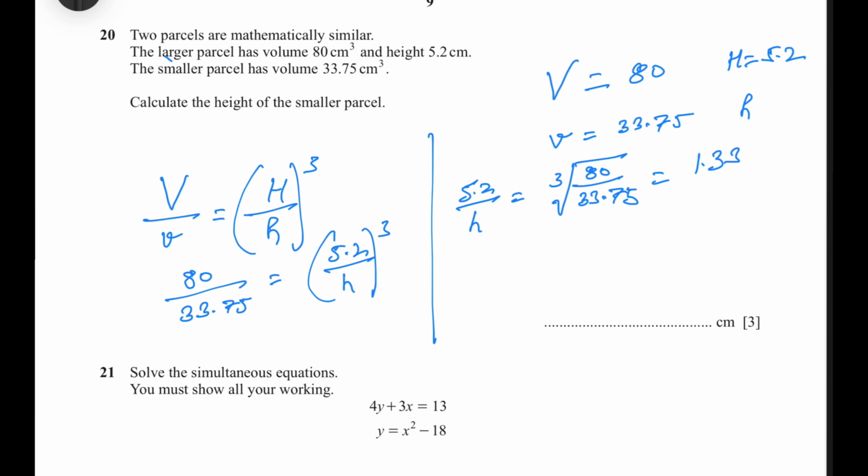So 5.2 by h is 1.33. What will be h? You can write this as 1.33 over 1. When you cross multiply, h goes in multiplication with this, and 1.33 goes down. So 5.2 upon 1.33 will be the answer. 5.2 divided by 1.33 is 3.9. So 3.9 centimeter is the height of the smaller parcel.